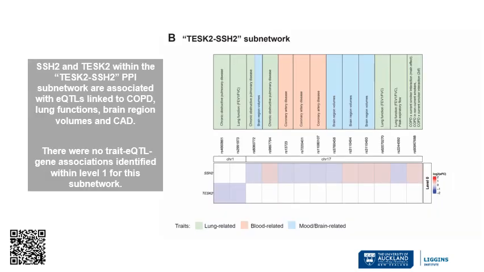Now we also did a similar thing for the SSH2 TESC2 subnetwork. This is a protein-protein interaction subnetwork that was associated with eQTLs linked to COPD, lung functions, brain region volumes, and coronary artery disease. And this occurred on level 0, so these are pleiotropic genes, SSH2 and TESC2. And you see here the eQTLs that are associated with them. Now SSH2 is regulated by a region on chromosome 17, and TESC2 by a region on chromosome 1. Notably, there were no trait eQTL gene associations identified within level 1 for this particular subnetwork. So that's a little bit different from the one that I showed you just a minute ago.